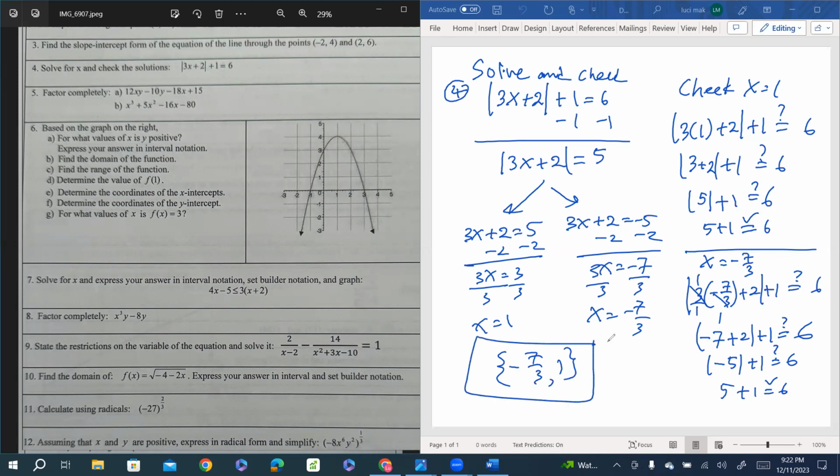All right, so next question. Let me just double check. x equals 1 as well as negative 7 over 3 are the answers. All right, I'm going to erase this. So I'm going to do the next question. So clear all drawings. All right.